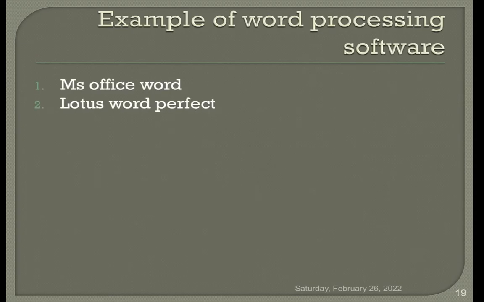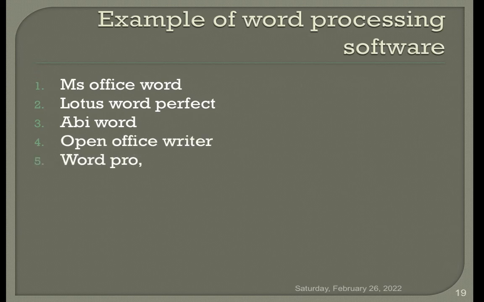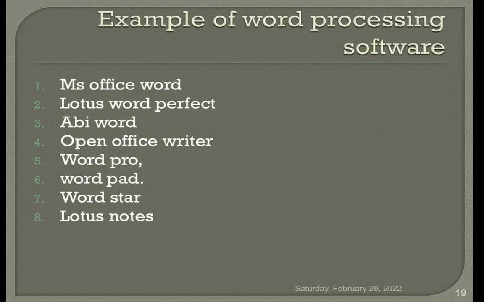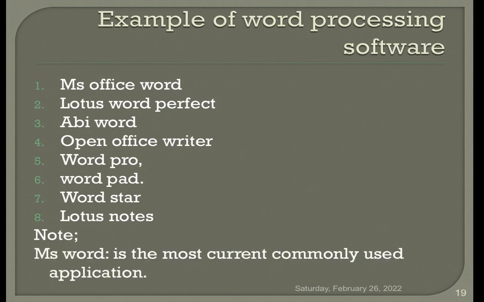Examples of word processing software, we have number 1, Microsoft Office Word, Lotus WordPerfect, AbiWord, OpenOffice Writer, Word Pro, WordPad, WordStar, Lotus Notes. But you have to note that the most used application is Microsoft Word.